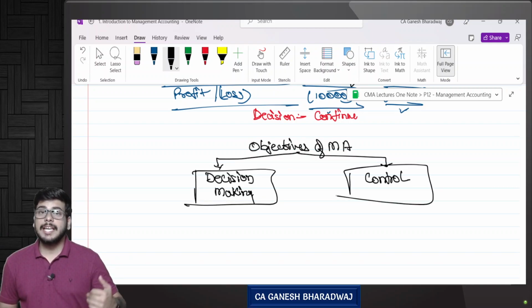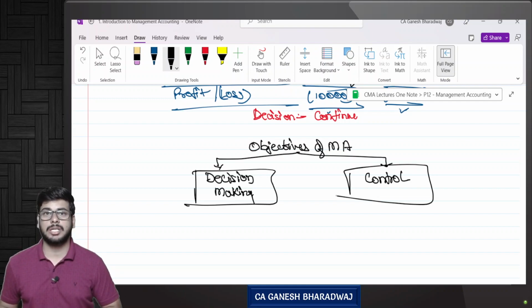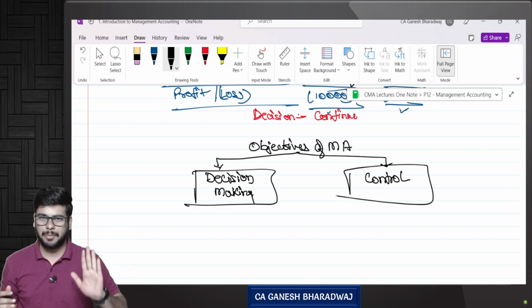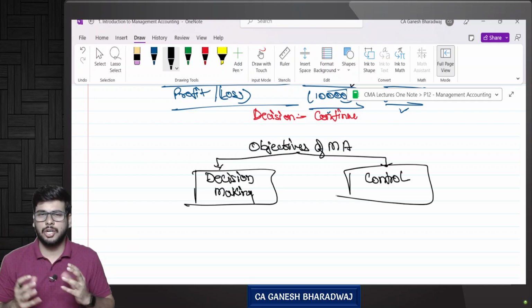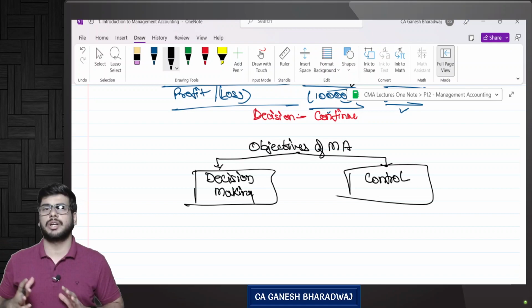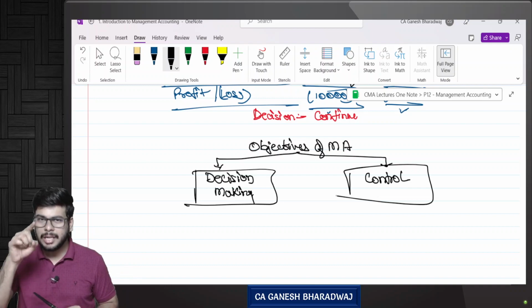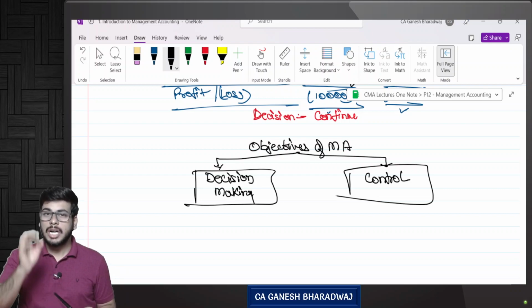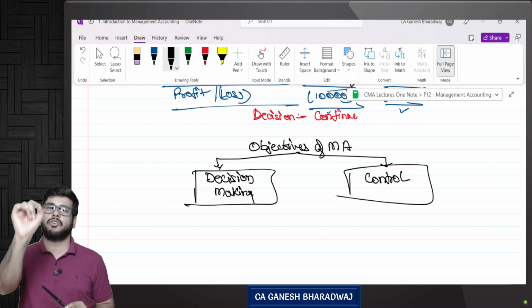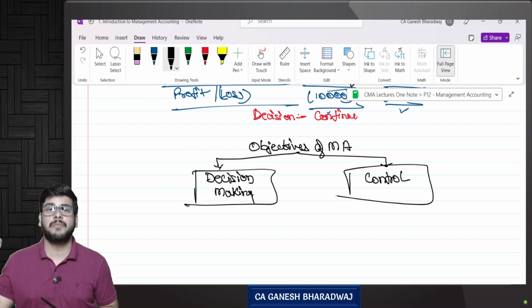Now in cost accounting, if you have already attended my lectures on cost accounting, I would have told you the objectives of costing are three: stock valuation, profit computation, decision making and control. If you have not attended, it's okay, just know right now. Technically speaking, the second and third objectives, decision making and control, are not the objectives of cost accounting. They are the objectives of management accounting.